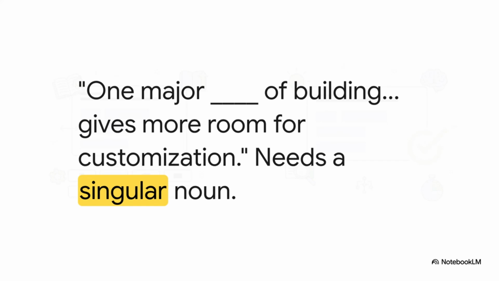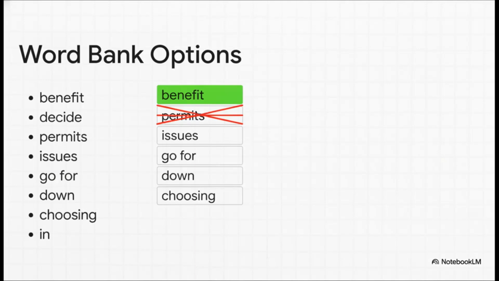Thinking aloud together as we scan our word bank. Well, we can instantly eliminate plural words like issues. We can cross out negative words like down or verbs that just don't fit grammatically like decide, go for, and choosing. So, what are we left with? Benefit. One major benefit is literally the only logical grammatical choice here. See, one down, easy. Let's move right along to the next blank.